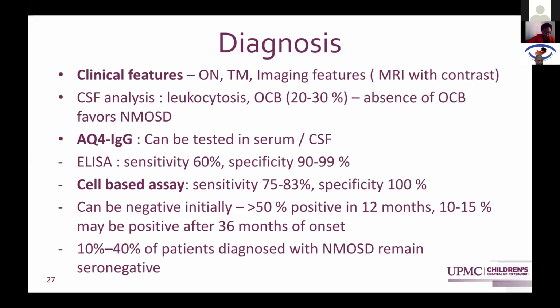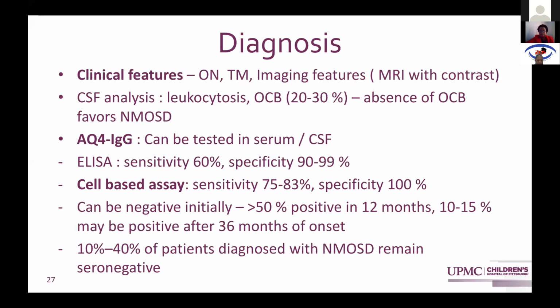The CSF analysis would typically show leukocytosis. You would look for oligoclonal bands, although they are present in less than 20%. Only one study has said about 30% of cases with NMO. They're more common in MS.